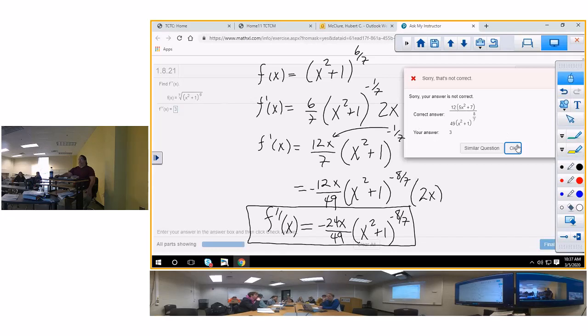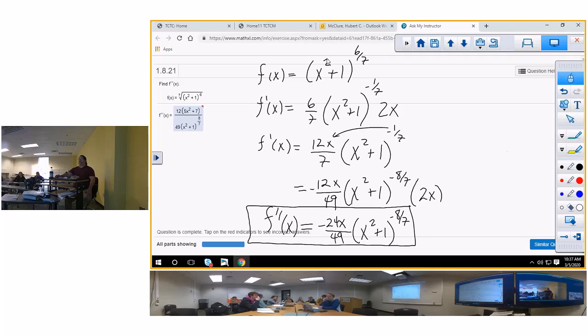All right, let's check my math. 6/7, x squared plus 1 to the negative 1/7. 6/7 minus 7/7 is what? Negative 1/7. And the derivative of x squared is 2x. 2x times 6 is 12x. Okay, does everybody agree that I got the first derivative correct? I still don't have a 5x squared plus 7. I don't know where that came from.